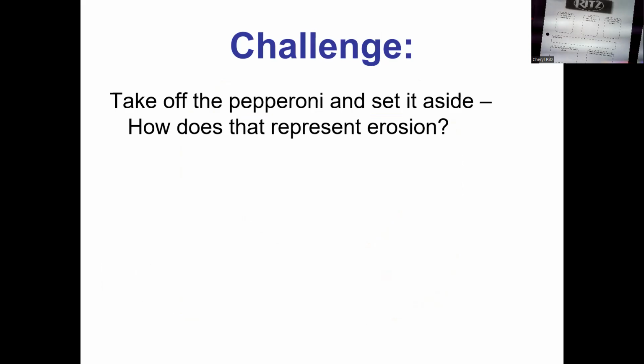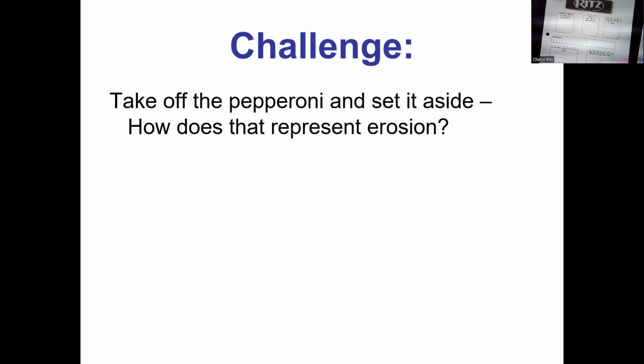What do we have to do? So that's the third box. Removing the pepperoni represents erosion. What did you do to represent erosion? You moved it away. So how does removing the pepperoni act like erosion? Because you're removing it or moving it somewhere else. But this is not yet an unconformity.